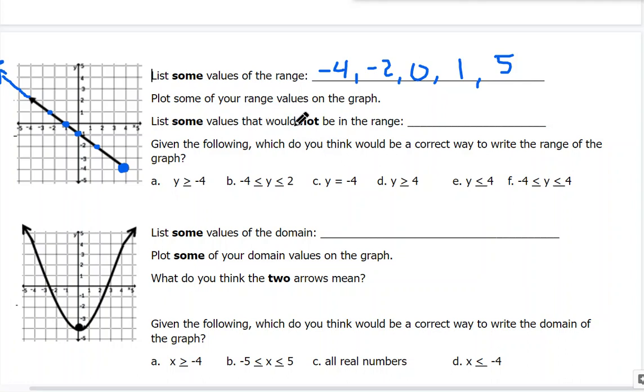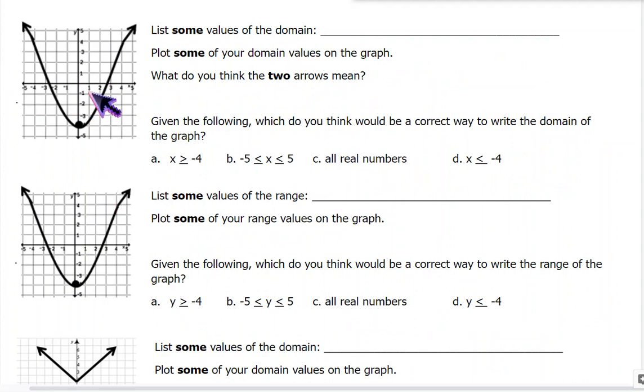Okay? What are some values that would not be in our range? Well, if it stops here at -4, that means it can't be anything that's less than -4. So like it can't be -5 because this graph stops. It's not going on this way, right? So it can't be -5, it can't be -6, it can't be -7. So how do I say that as an inequality? Well, y is greater than or equal to -4 because it stops here at -4 and it's going up and it's going to keep going up. It can be any number that's bigger than -4. So it's y is greater than or equal to -4.